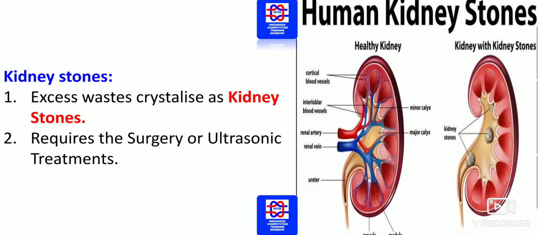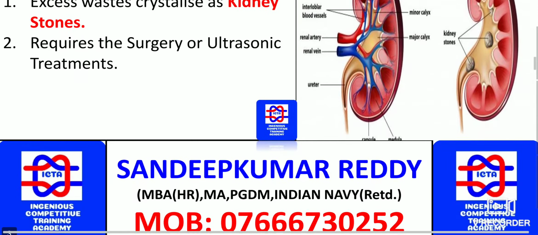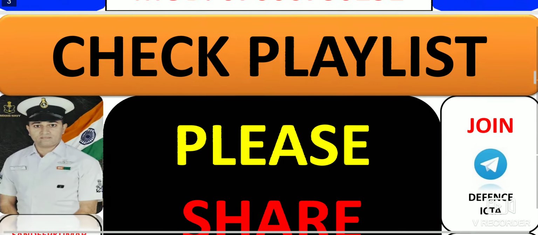Kidney stones, we should know how the kidney is affected. If you have stones in your kidney, what surgery is required? As you can see to the right, this is how kidney stones look. Excess wastes crystallize as kidney stones. So whatever waste we have directly gets crystallized into stone. Ultrasonic treatment is mandatory for curing this type of kidney stones.